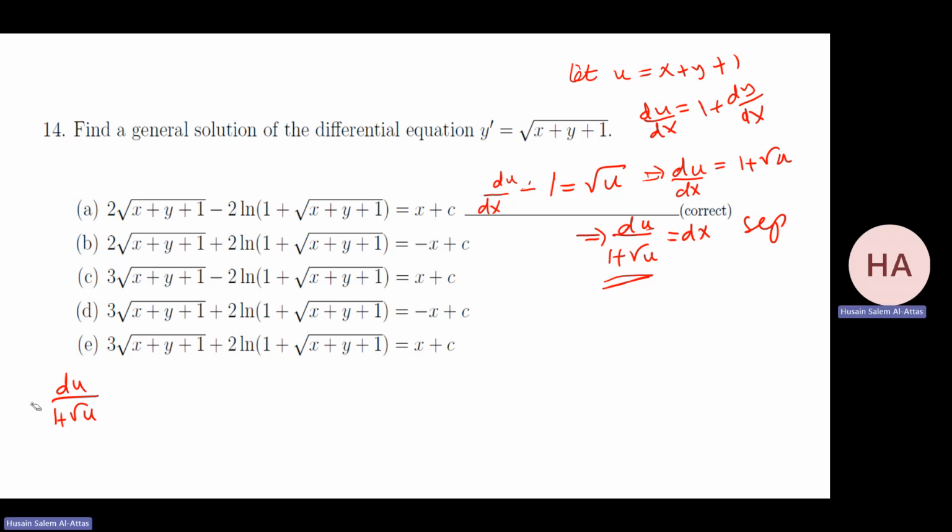One trick to do: I multiply by square root of u over square root of u. So if I let v equal 1 plus square root of u, dv will be what? It will be 1 over 2 root u. So I need a 2 root u.